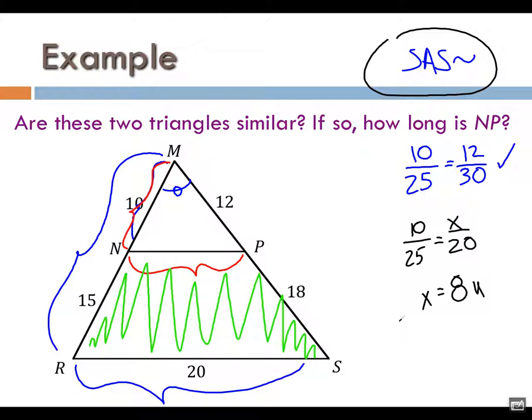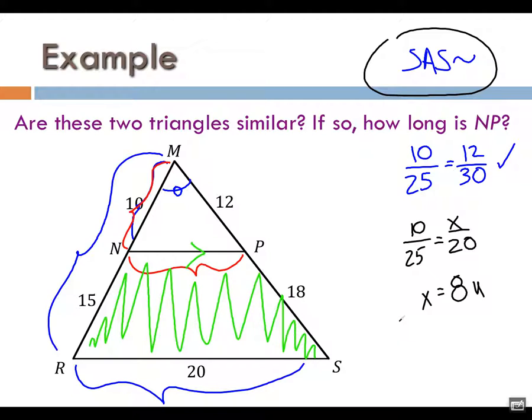Back to you, Paige. How do I know that NPSR is a trapezoid? I don't know. Oh, there's 4 angles. Because all the sides are different. Just a guess. That won't necessarily make it a trapezoid, but it does mean it can't be a rhombus or a square. It's got 2 parallel sides. How do I know that a set of sides is parallel?